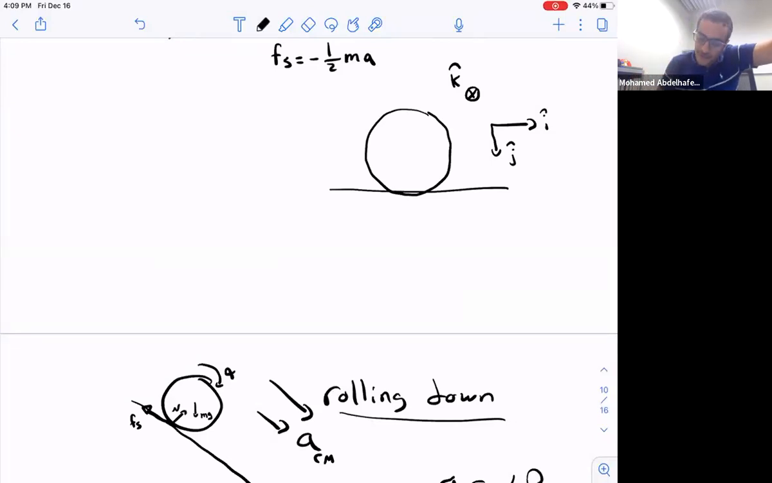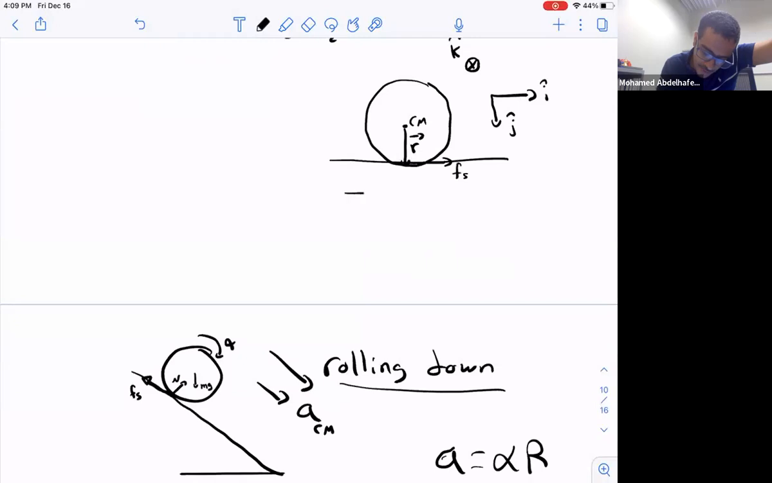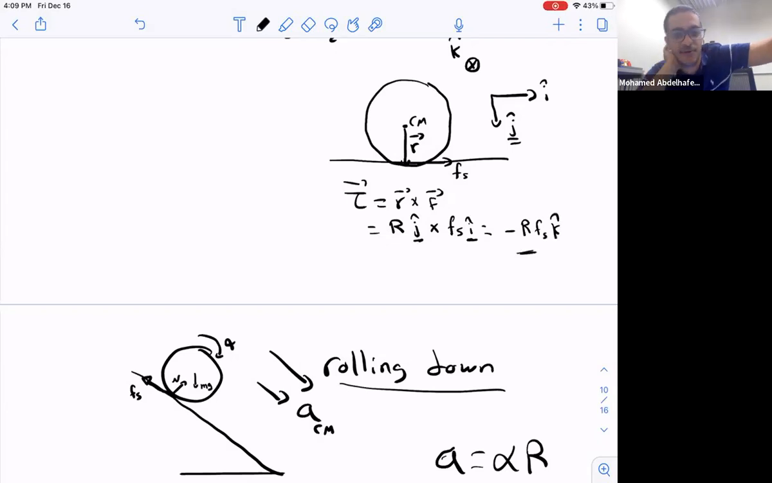So now R cross F is what? This is the center of mass, that's the vector R, and this is the vector F. So the torque is R cross F. If you want to do it with a cross, then this R right here is the radius vector pointing down, which is J hat, because J hat is down in this coordinate system. And the force F is positive I hat. So you're doing J cross I, which is minus K. That's where the minus comes from. It's in the cross.